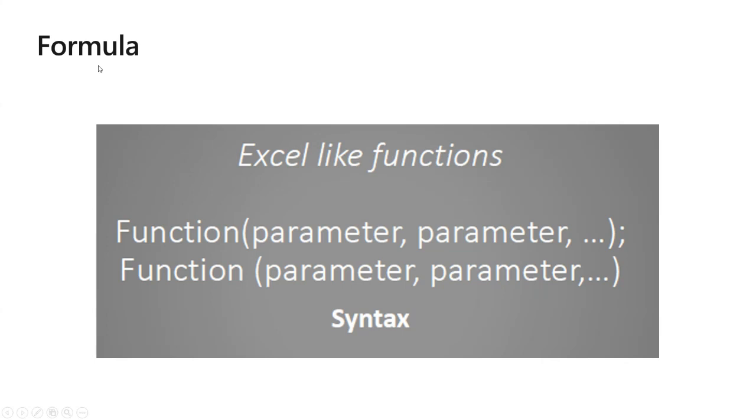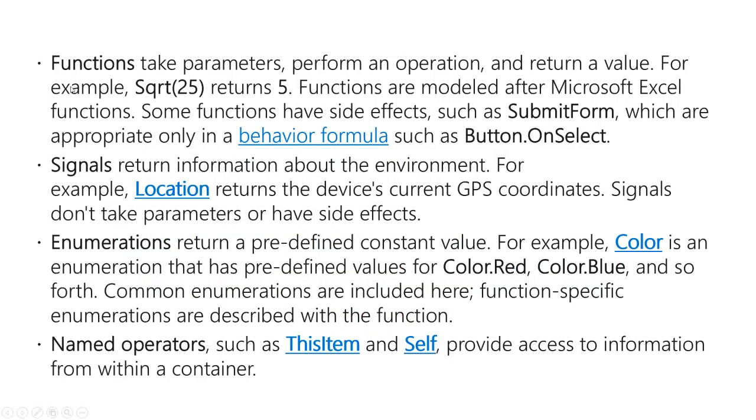The formula in Canvas is similar to Excel functions. You call the function and put in the parameter. The function takes parameters, performs an operation, and returns a value. For example, you put in square root of 25 and it returns 5. The functions are modeled after Excel functions. Some functions have side effects, such as SubmitForm, which are appropriate only in behavior formulas such as Button.OnSelect. Later we will demo in the Canvas app how the functions work.